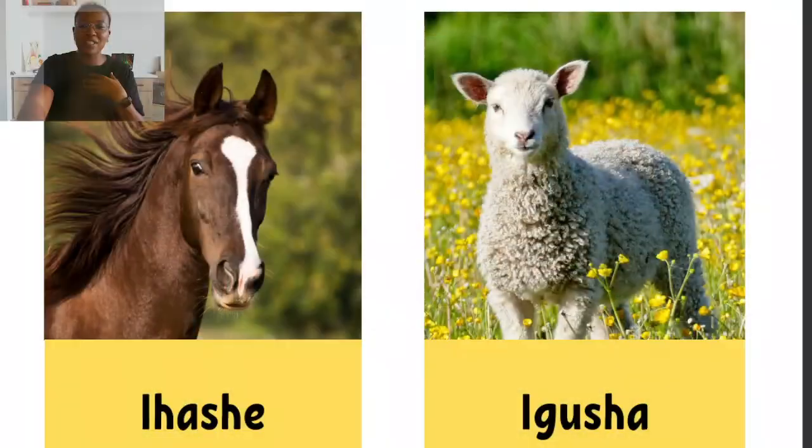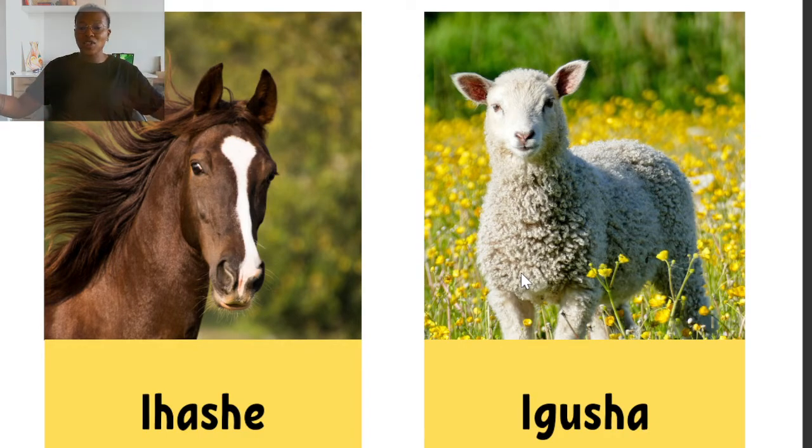Okay, let me teach you how to say these animals in isiXhosa. We're going to start with farm animals. The first one is a horse, ihashe. And I love this one. It's easy. There's no click. It's that sound, H is in isiXhosa. So ihashe. And for sheep, we say igusha.